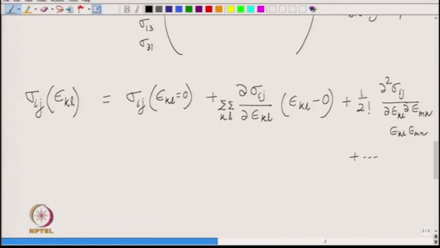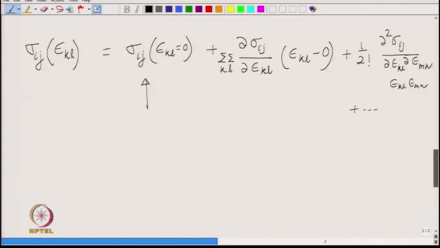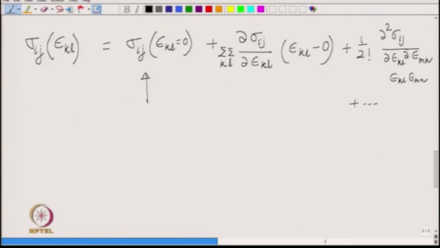See the first term here. If it is not 0, then it tells me what the stress is when the strain is equal to 0. So, in the reference configuration that we have chosen, if there is some stress in the reference configuration, that is this first term here. Okay. We could also write it as sigma i j naught, because it is at epsilon equal to 0, and this is also called residual stress.